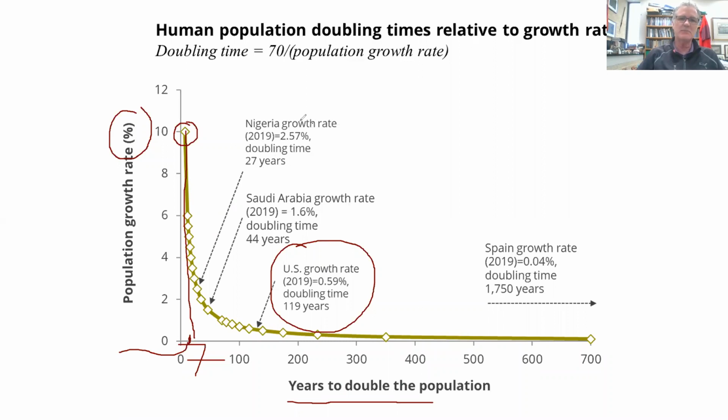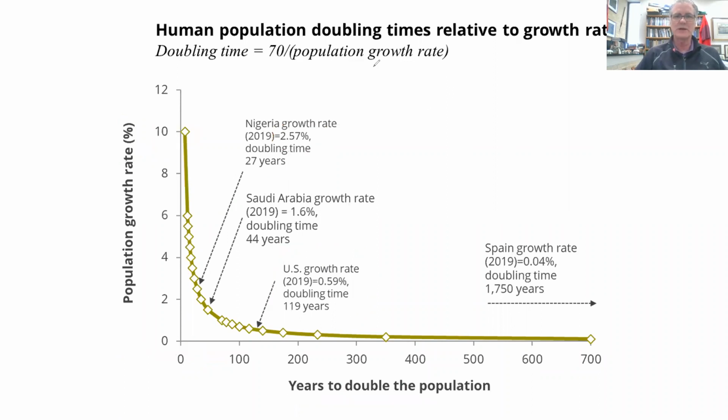Look at a growth rate here. A lot of people would look at this and go, a growth rate of 2.57, that doesn't sound very big. We could handle that. Well, a growth rate of 2.57 gives you a doubling time of 27 years. That's extraordinary if you have to start thinking about resources and things like that. So I thought that was perhaps an interesting way to plot the data.